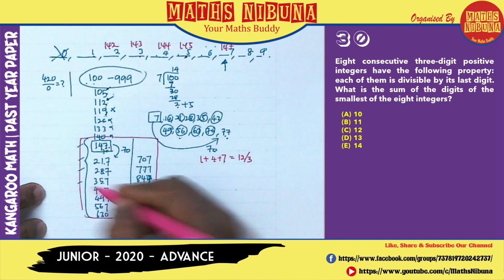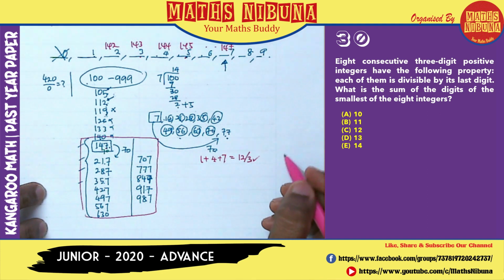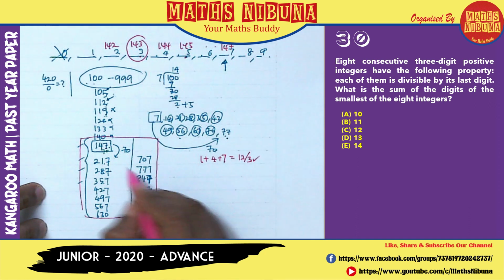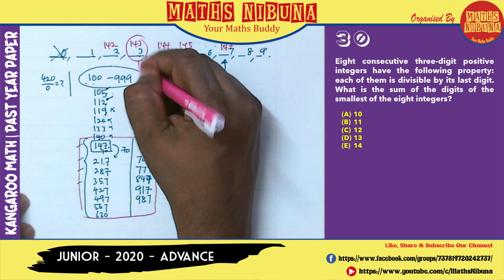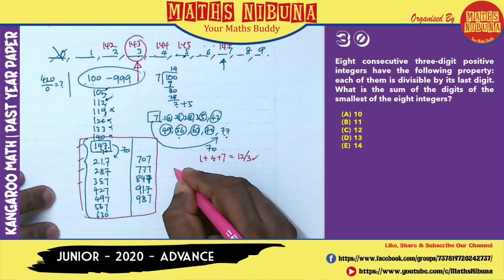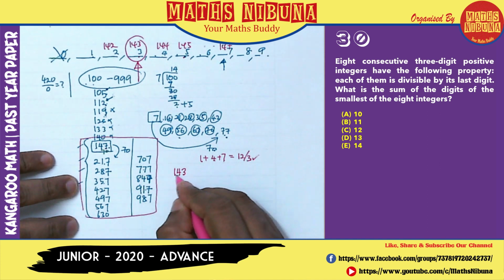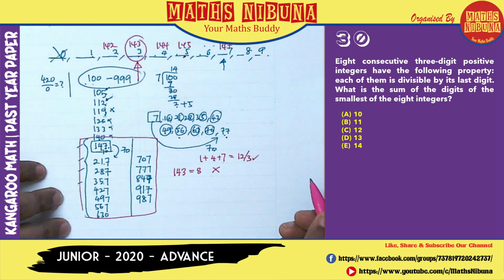So 147 is divisible by 3. Okay, but I have to test this one. If this is 147, at this place I will have 143. Is 143 divisible by 3? 4 plus 1 is 5, plus 3 is 8, sum of digits. So this one cannot be divided by 3. So this one is out.